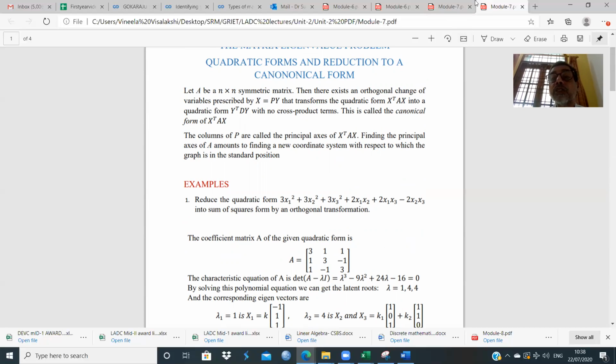I hope this lecture has been understood. Let us go to the last module where we talk about some basic properties of quadratic forms like index, rank, signature, etc.